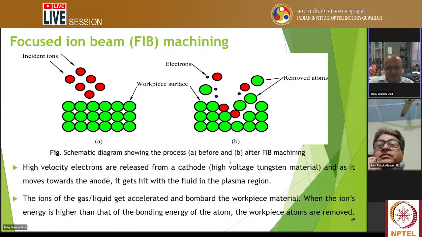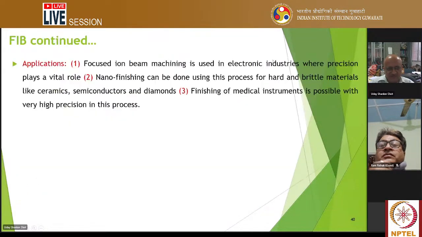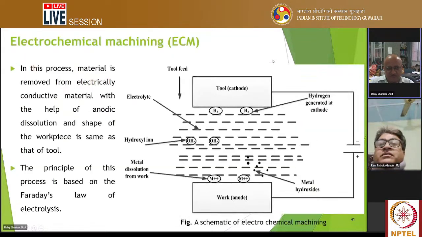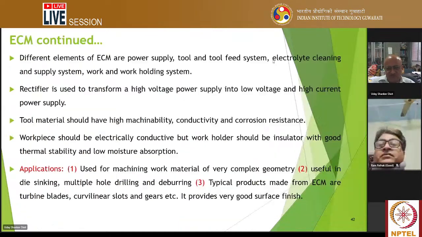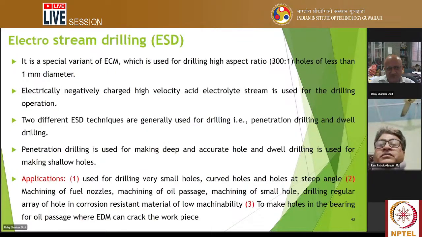But in focused ion beam machining, here you see that ions are coming. Ions are very heavy compared to electrons, so they are able to eject the material. You see, this is hitting and ejecting. And then FIB, electrochemical machining, ECM. This process many countries are now banning, because it creates a lot of pollution, because of the electrolyte.